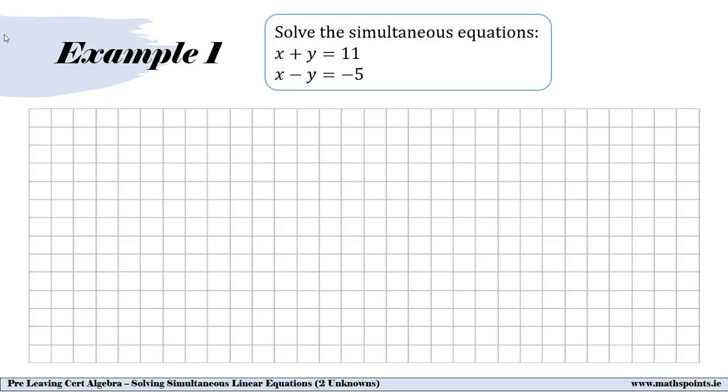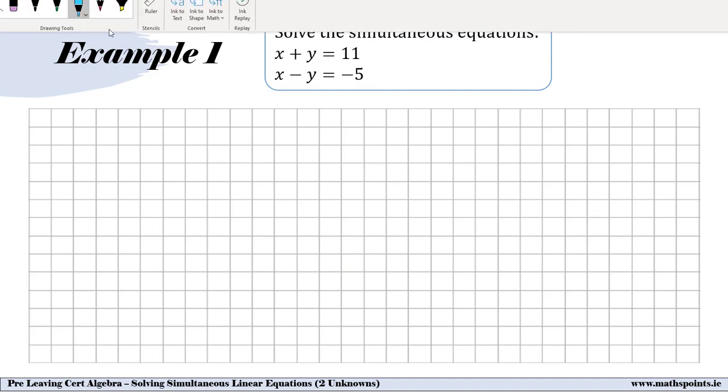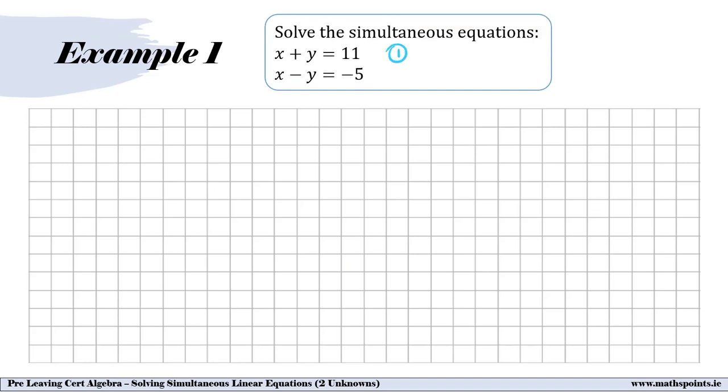So in example 1 we have two equations. We have x plus y equals 11, and we're going to label this equation 1, and we have x minus y equals minus 5, and we're going to label this equation 2. It's really important to label the equations at the start of the question, as oftentimes we're going to have to manipulate these equations to get them in a particular form.